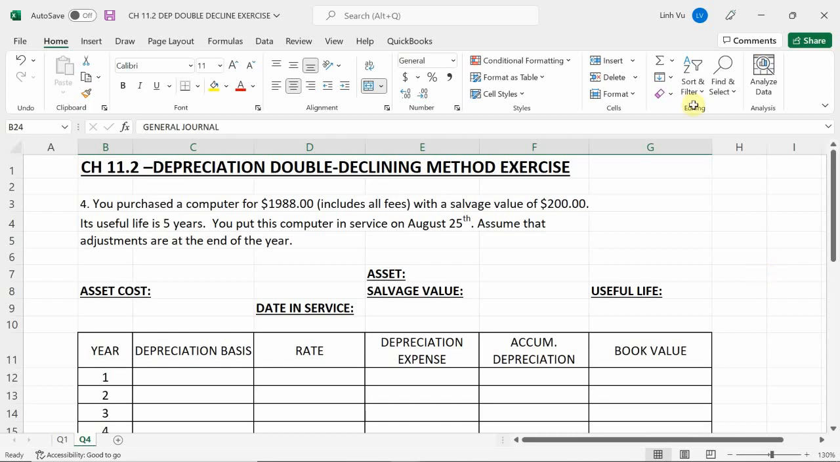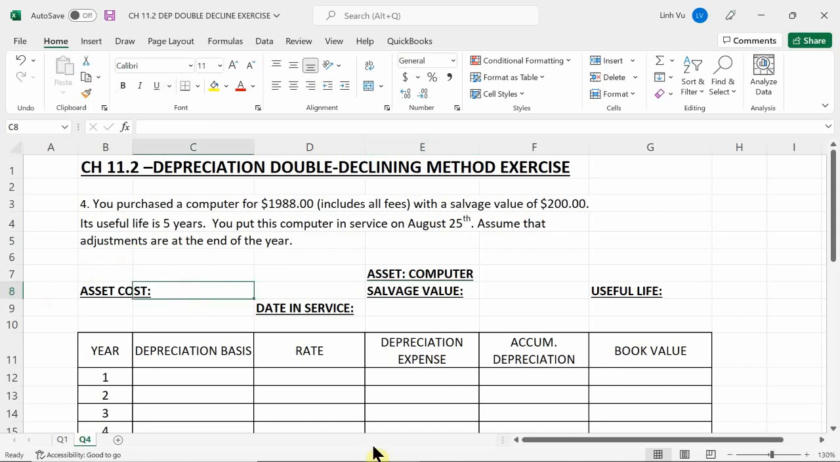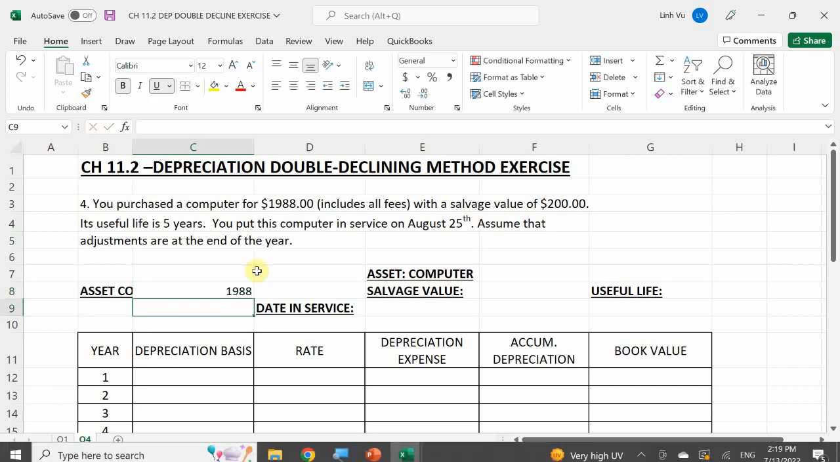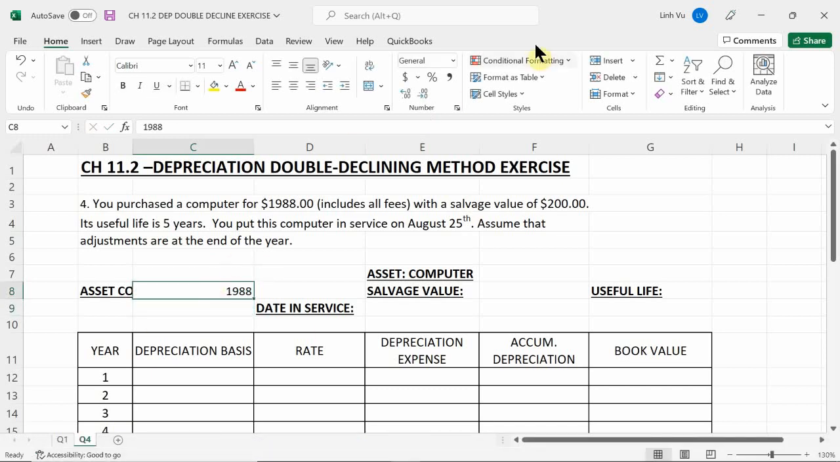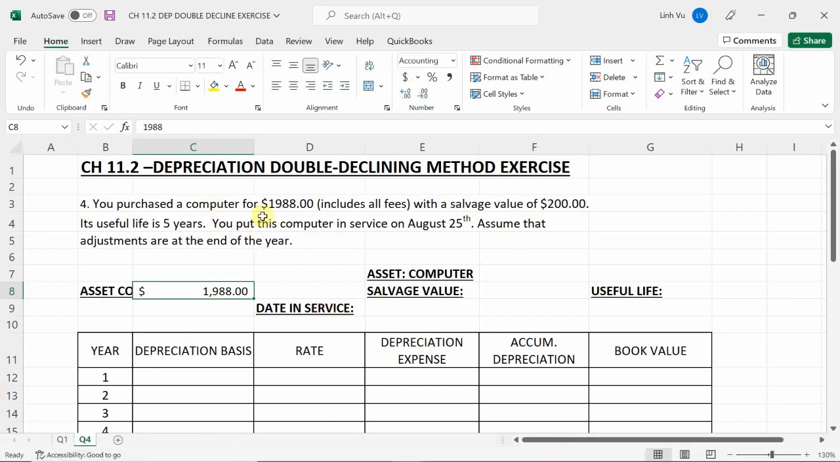So let's go ahead. What did we buy? A computer. How much did the computer cost me? 1988. In this case, this is another example. We bought a computer for 1988.